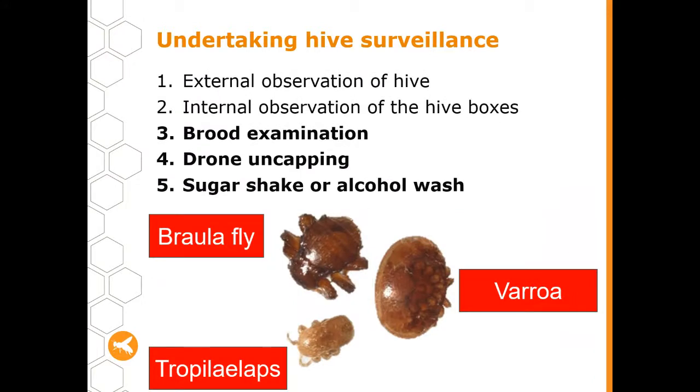We also want you to look for external parasites of bees, and this includes a drone uncapping and a sugar shake or an alcohol wash. When we're looking in there for these external parasites, we're looking for three main ones: braula fly, varroa, and tropilaelaps mites. As part of that training, we're going to provide a guide on how to do that and take you through doing a sugar shake or an alcohol wash, as well as those drone uncappings, which are quite a nice secondary check.